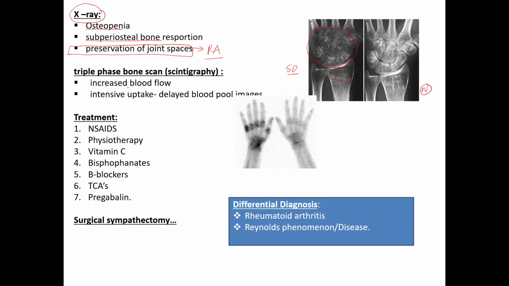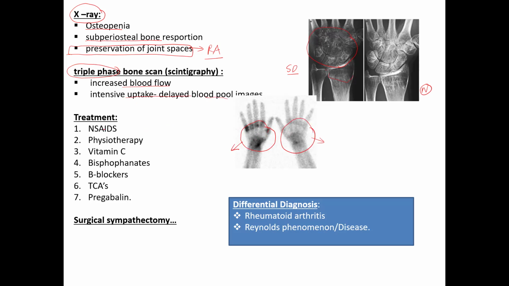One more confirmatory test to check the increased blood flow to the limb is the triphasic bone scan. If you take the bone scan, you can find an increase in the blood flow and intensive uptake of delayed blood pool. So here, this is the bone scan picture of the involved limb. This is the normal side. You can see increase in the flow of the blood here.